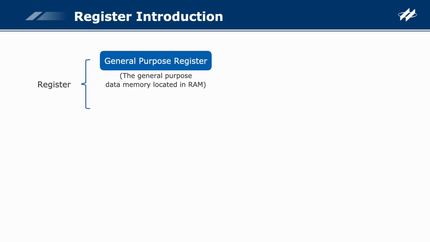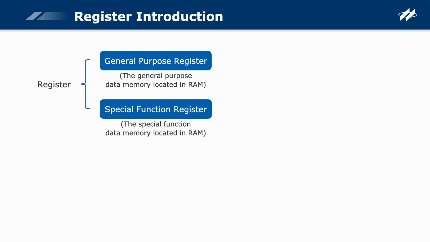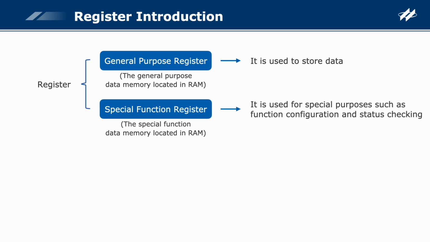Registers are divided into two types. The first type is general-purpose registers, used for storing data. The second type is special function registers, used for special purposes such as function configuration and status checking.